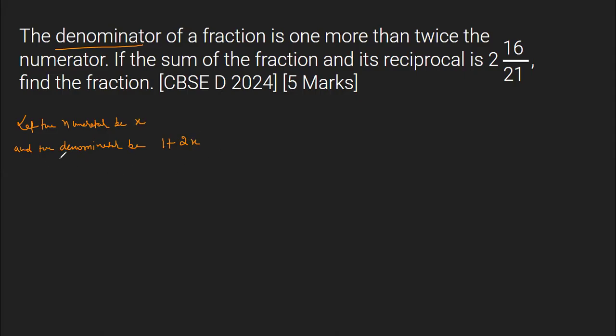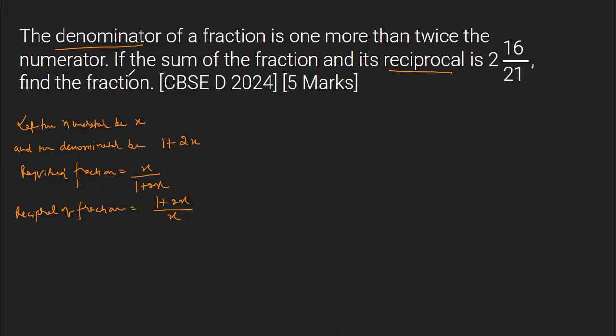So what we have to do next is the sum of the fractions. First of all, we have to make the fractions. So we will write down the required fraction is equal to x upon 1 plus 2x. Then we also have to take the reciprocal of the fraction in the later part of the question, so we will do it right here. Reciprocal of fraction equals 1 plus 2x upon x.